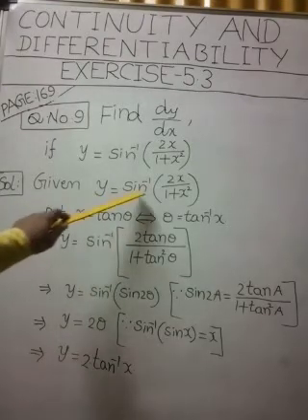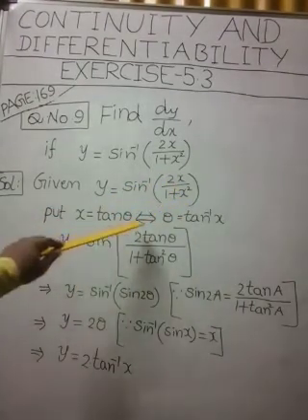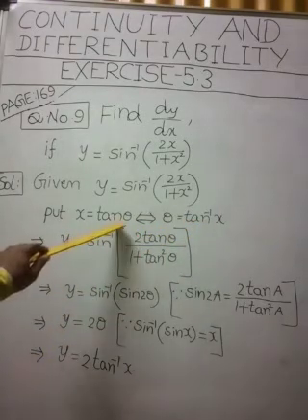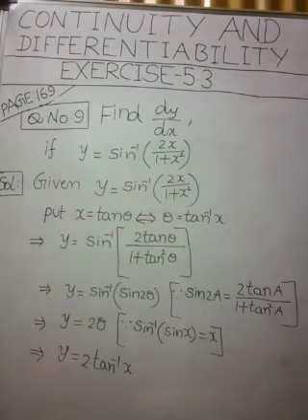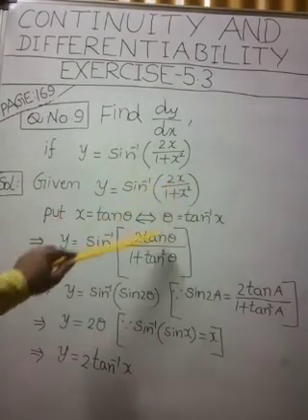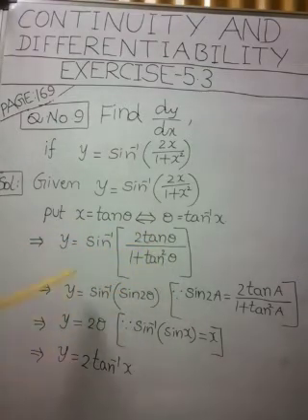Right. So, given y is equal to sin inverse of 2x by 1 plus x square. So, put x is equal to tan theta, which implies theta is equal to tan inverse x. This is a suitable substitution, because if we write tan theta here, we get a trigonometric identity. That is why we are taking x is equal to tan theta here. Recollect that previous knowledge. So y is equal to sin inverse of 2 tan theta by 1 plus tan square theta, because x is taken as tan theta. Understood this step, my dear children?